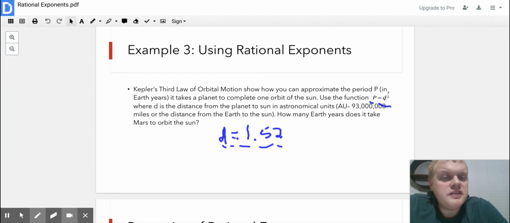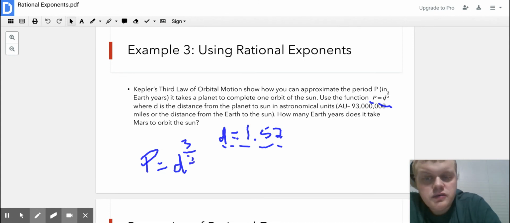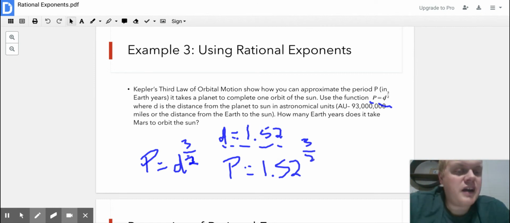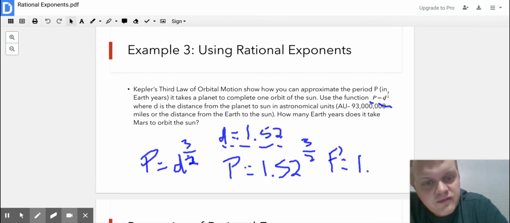We're going to plug it into our formula. Here's our formula: P equals d to the 3 over 2. Knowing that d is 1.52, then it's going to be P equals 1.52 to the power of 3 over 2. And again, all we have to do, guys, is just type that into our calculator and simplify it here. So P should come out to be right around 1.87.